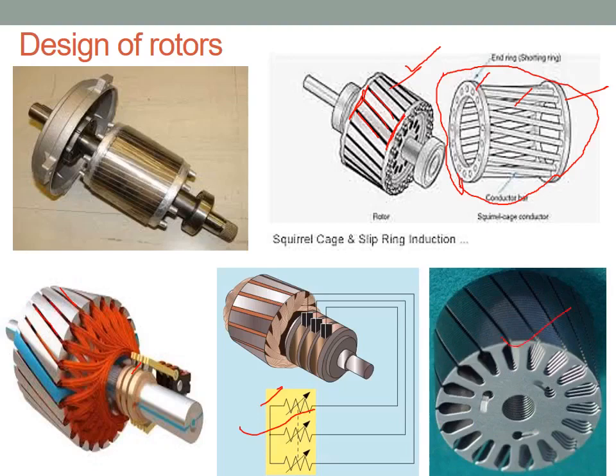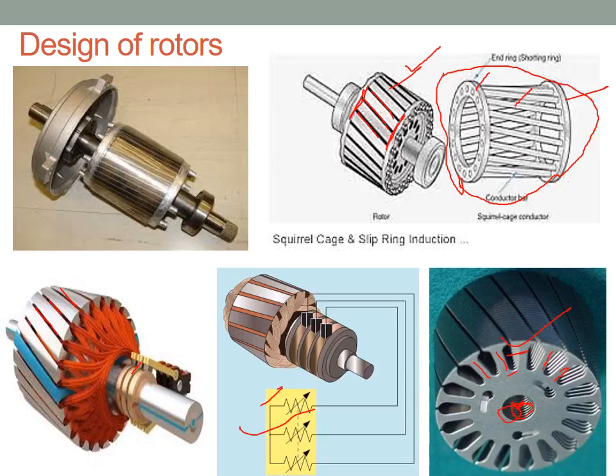Now consider this, you can see here, this is the stack of rotor core. It is made up of thin laminated stampings. These are stacked. This is the slot, and these are the teeth. Here the shaft is mounted. Shaft is inserted in this.